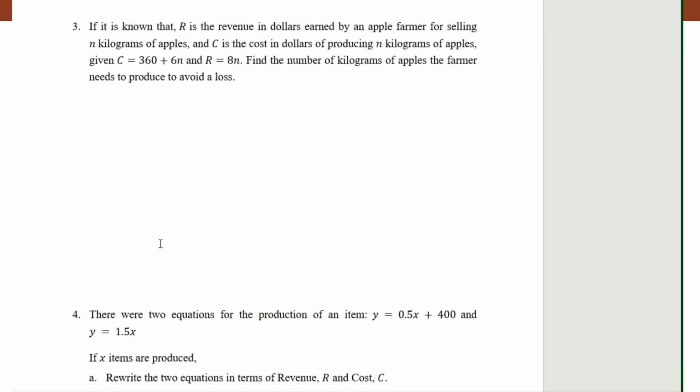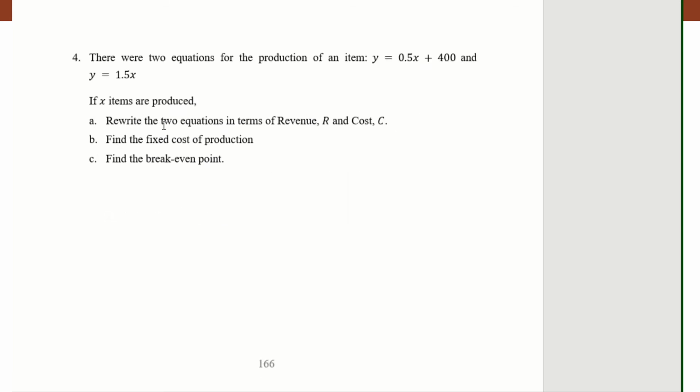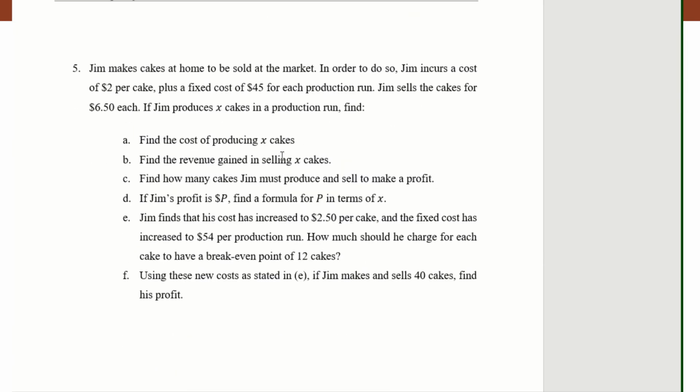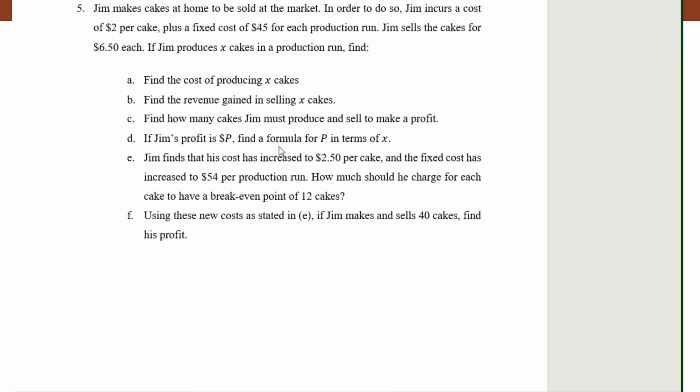Number 3 is also similar. To avoid a loss, meaning your break-even, you equate R and C and find the break-even. There are 2 equations, you just need to rewrite them. So this should be your revenue, this should be your cost, and the fixed cost should be 400. Find the break-even point, equate both the equations and find the break-even point. Okay, number 5.